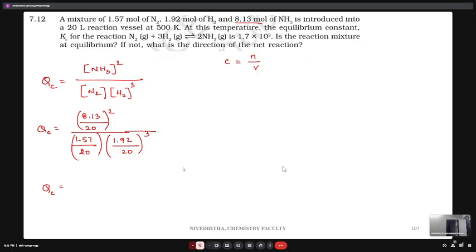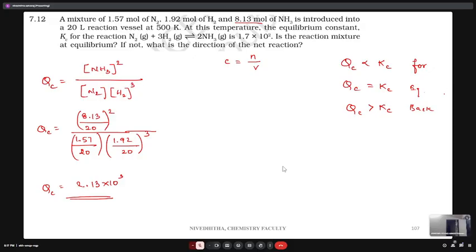Right. So 2.13 into 10 power 3. So this is the value of QC. Please compare this value with KC and let me know what is the direction of the reaction. So the condition is if QC is less than KC, the reaction is in forward direction. If QC is equal to KC, the reaction is at equilibrium. If QC is greater than KC, then the reaction is occurring in backward direction.